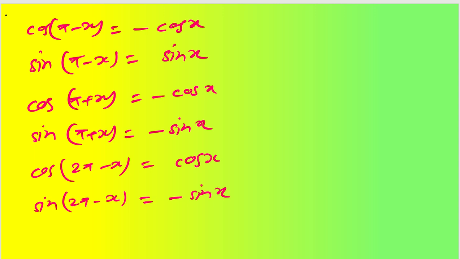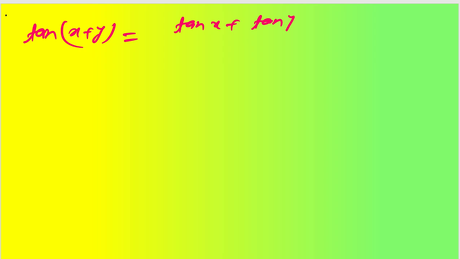Now we have already seen sin of x plus y and cos of x plus y. So now we will try to see tan of x plus y. Tan of x plus y is very, very important, and you have to remember this. So this will become tan x plus tan y divided by 1 minus tan x into tan y. So tan of x plus y is tan x plus tan y divided by 1 minus tan x into tan y.